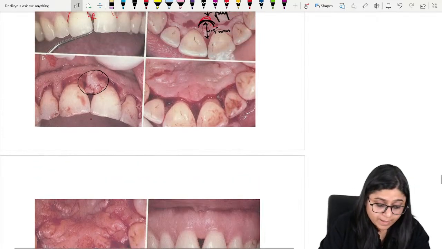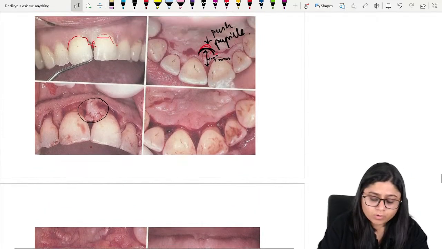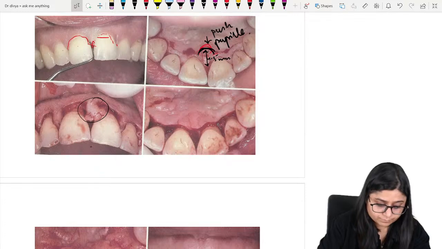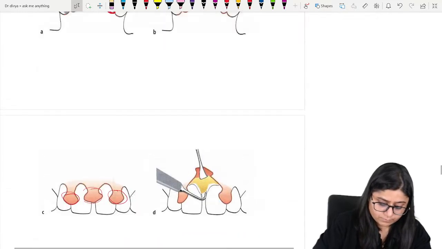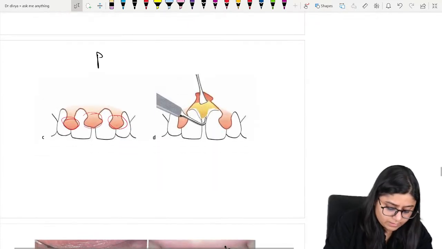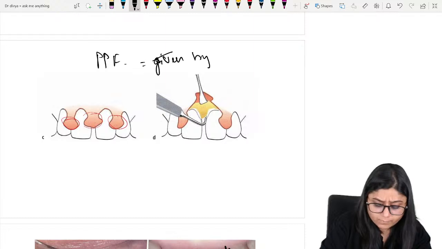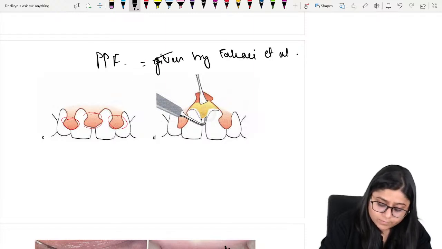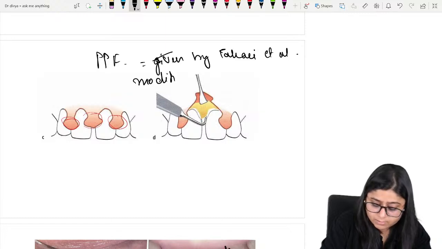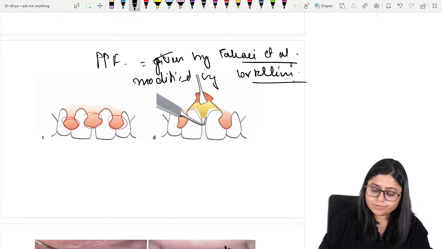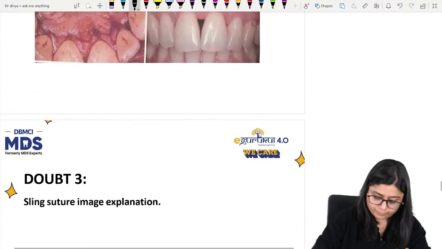This papillary preservation flap, the PPF, was given by Takai et al., and it was modified by Cortellani. Okay. This you need not remember. This is just general information.